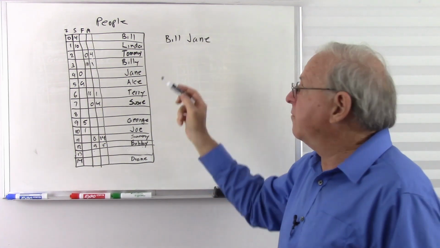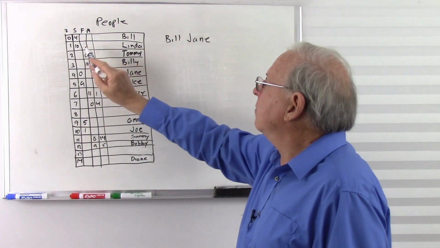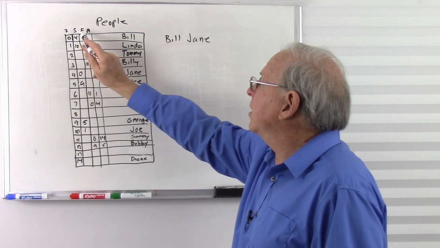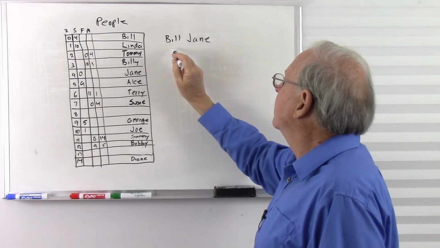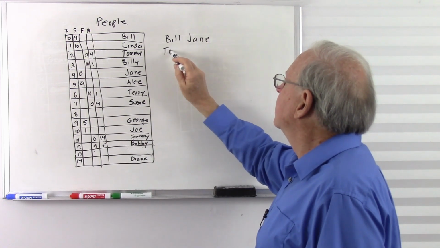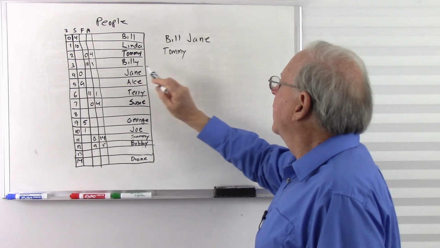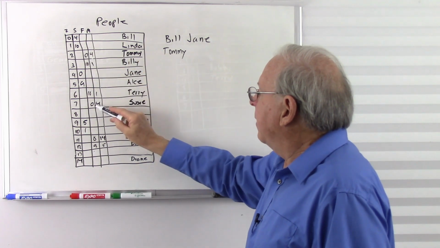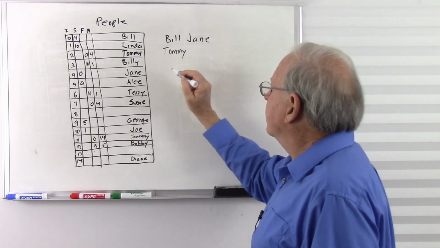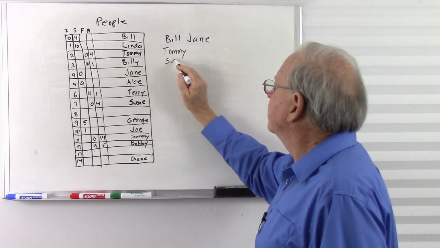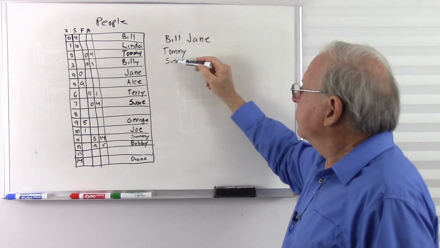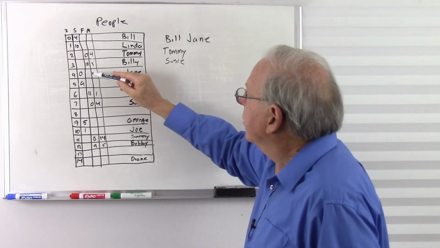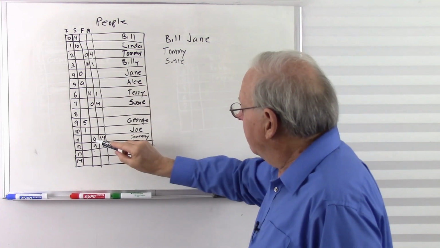Now let's see if they have any children. Does Bill have any children? Well, let's see. Bill is number 0, so let's see if there's any zeros in the father column. There is one. That would be Tommy. And go down, there's Susie, number 7. Well, we'll just put the Susie here. So Bill has children, Tommy and Susie. Any others? Let's see, we're looking for a 0 in the father column. Oh, yep, Sammy.